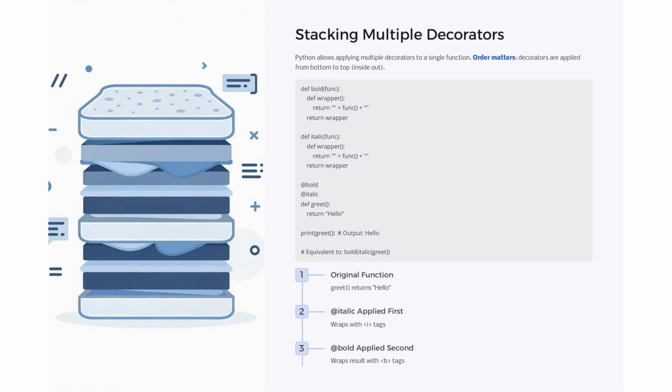In Python, stacking multiple decorators on a function is possible, with the order of application being crucial. Decorators are applied from bottom to top, or inside out. For instance, applying @italic and then @bold to a function wraps the output in I tags first, followed by B tags, resulting in bold and italicized text.